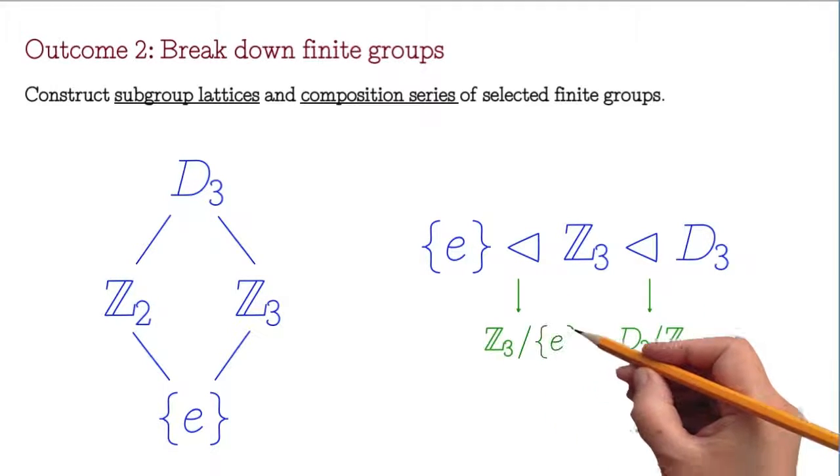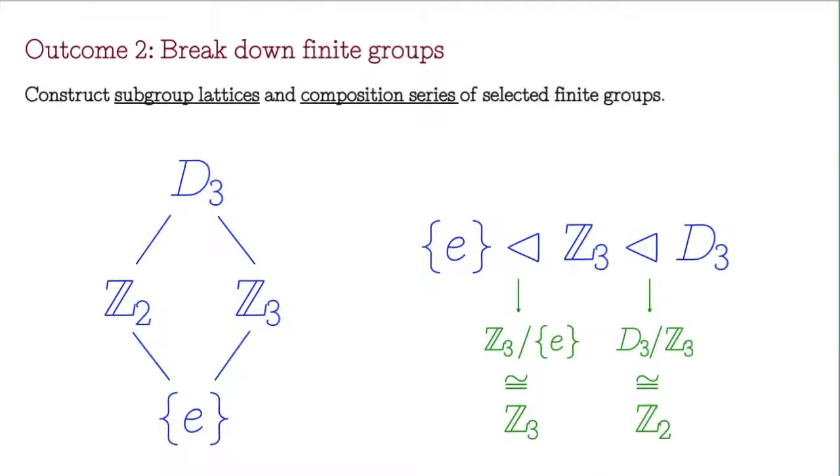If we take the quotient of D3 by Z3, we end up with something isomorphic to Z mod 2. And when we take the quotient of Z mod 3 by the identity normal subgroup, we obviously get something that's isomorphic to Z mod 3.